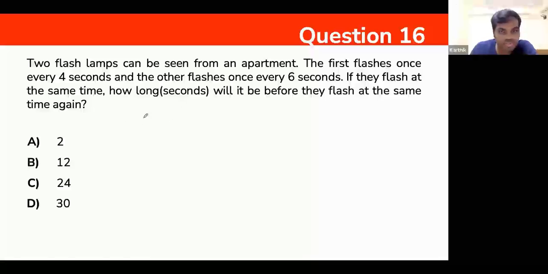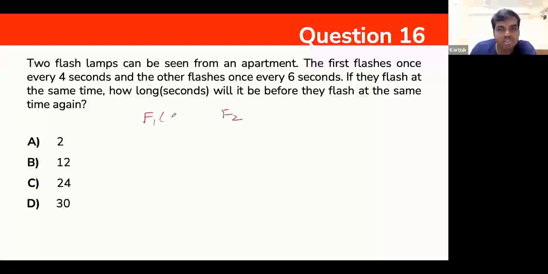So you have two flash lamps. Flash lamp 1, flash lamp 2. The first flash lamp flashes every 4 seconds, the second every 6 seconds. If they flash at the same time, how long will it take? Suppose we assume they are flashing together now. I'll keep that as 0 seconds because now I am starting to count. So time is 0 seconds. They are flashing together.